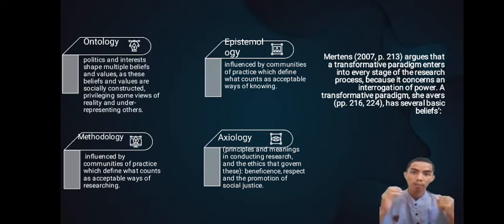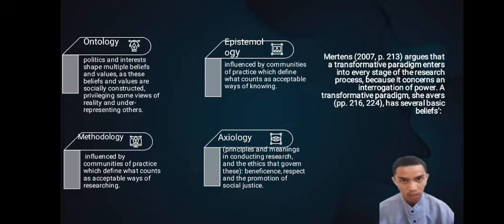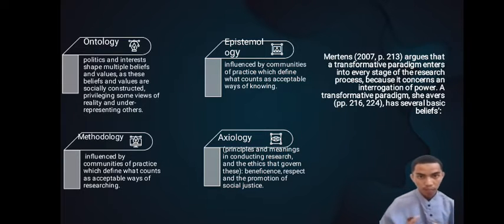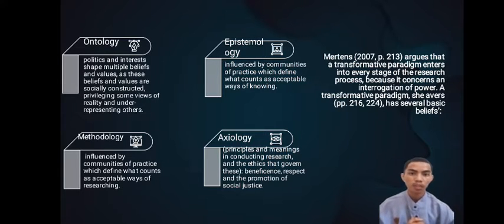And B, epistemology, how we come to know these multiple realities, influenced by communities of practice which define what counts as acceptable ways of knowing and affecting the relationship between the researchers and the communities who are being researched, such that partnerships are formed that are based on equality of power and esteem.